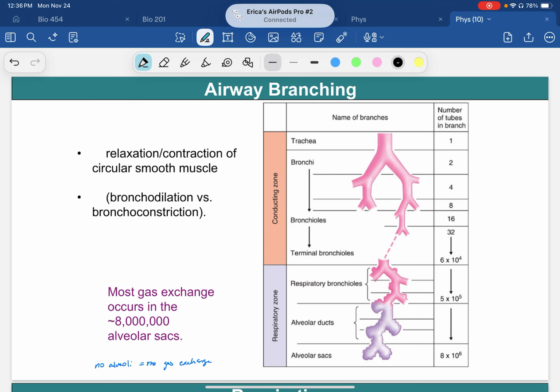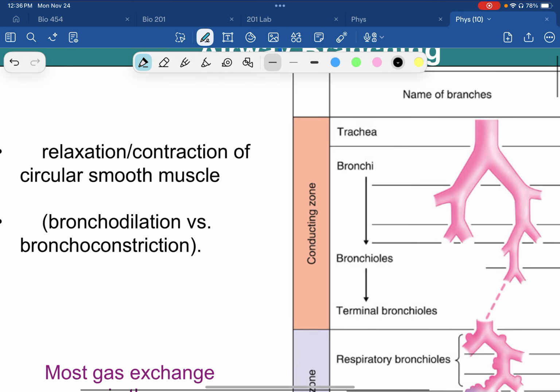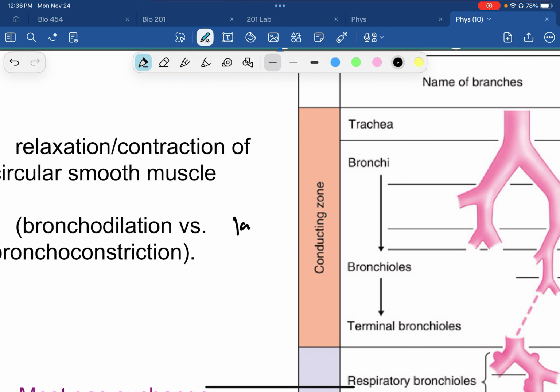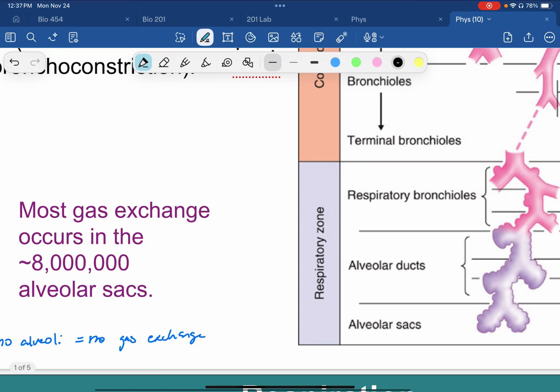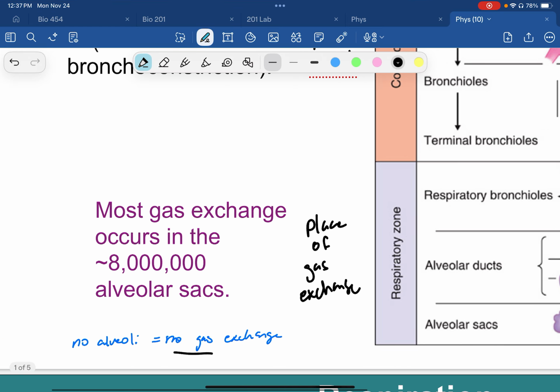Okay, so we're going to be talking about the anatomy of some of the respiratory system. Here we have our airways shown, and it's broken into two zones: our conducting zone and our respiratory zone. Our conducting zone lacks alveoli, which is where gas exchange happens, and our respiratory zone has alveoli, which therefore is the place of gas exchange. And I wrote down here, no alveoli, no gas exchange.